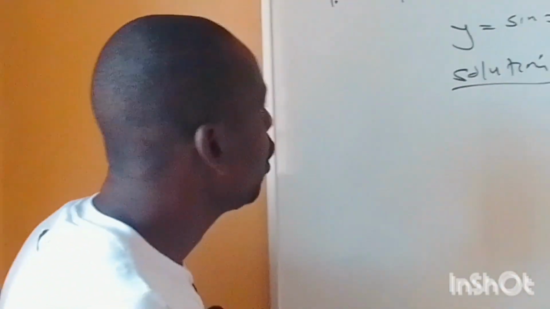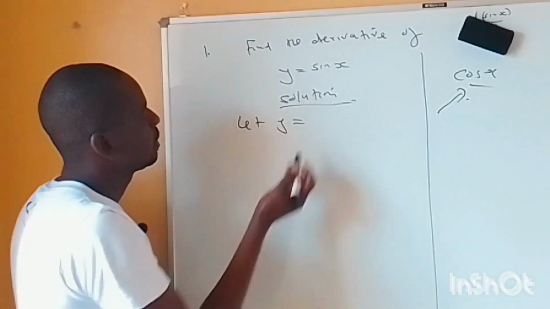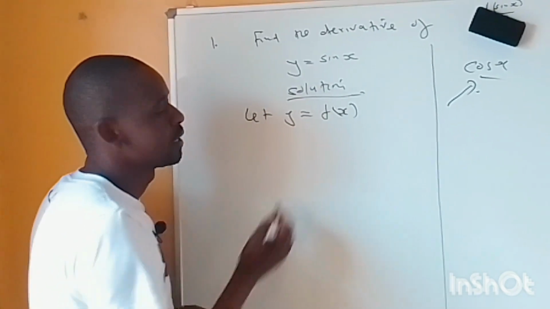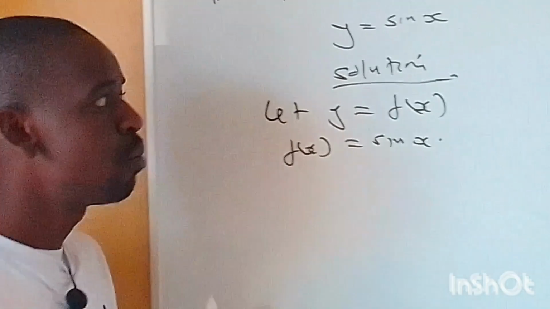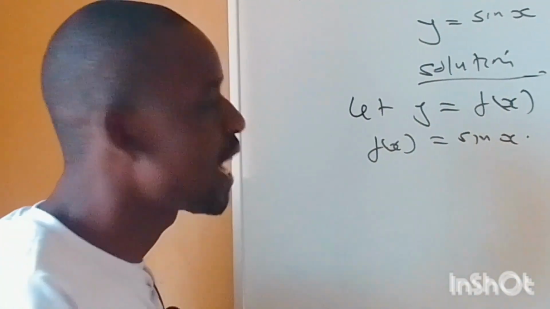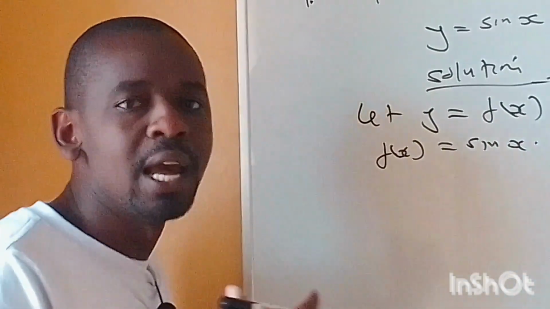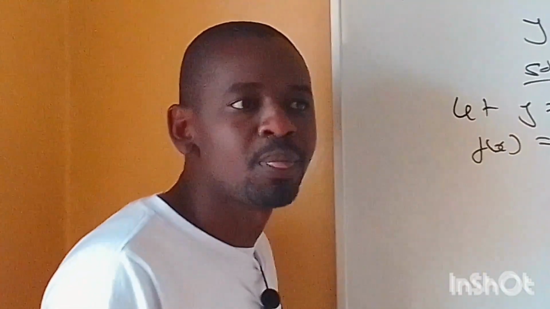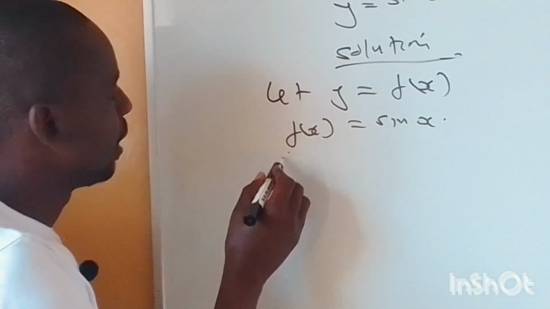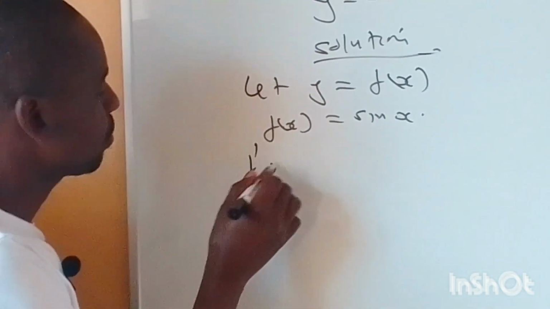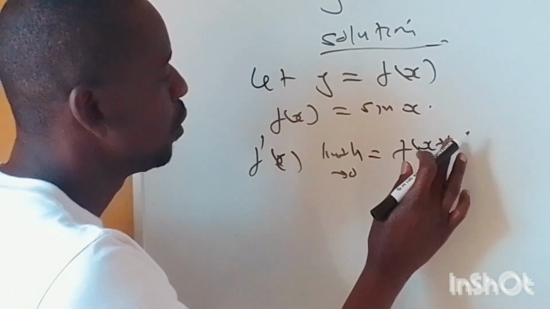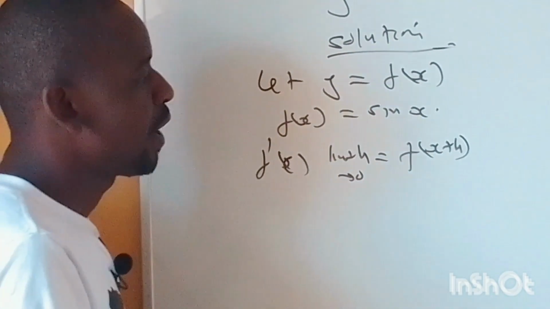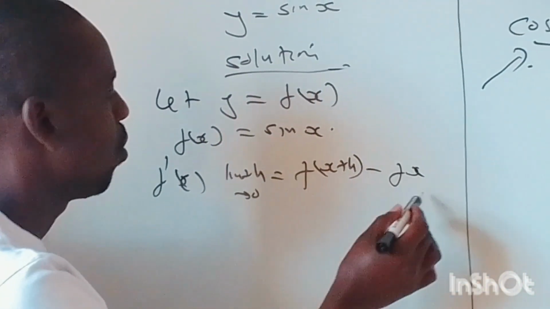Let's go back here. Let's put y to be a function of x, so we have the function of x to be the sine of x. Then, from the definition of all derivatives, be it cosine, be it sine, be it a polynomial, a linear equation, or a quadratic, we know that as the limit h tends to 0, we have the function of x plus h minus the function of x over h. So that is the definition of all derivatives.